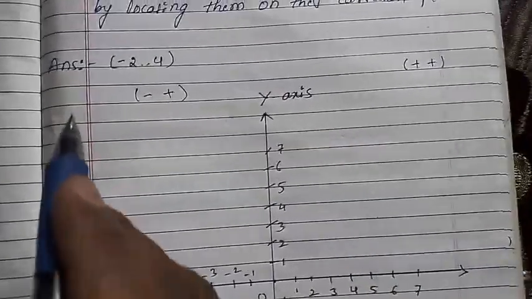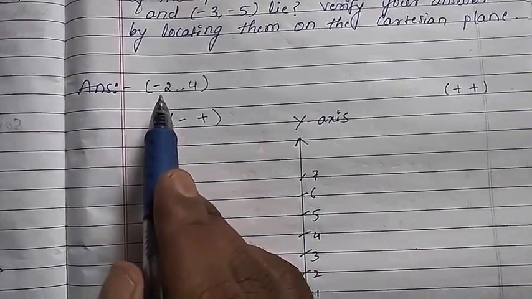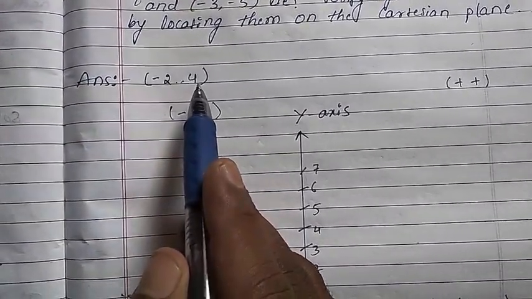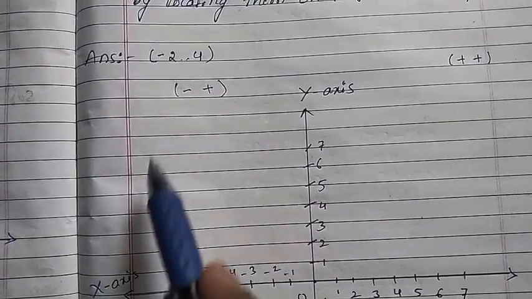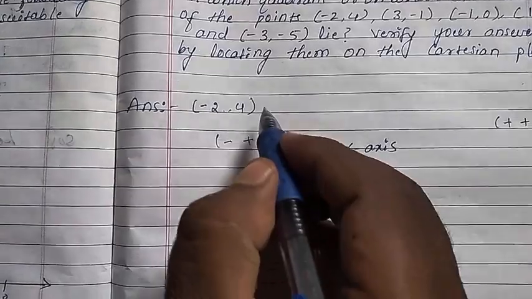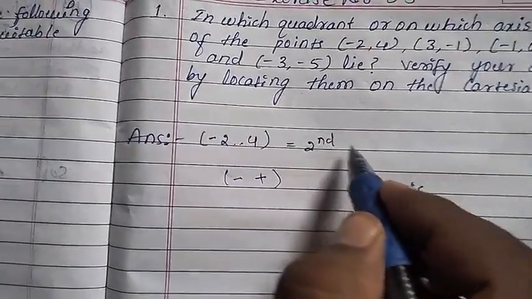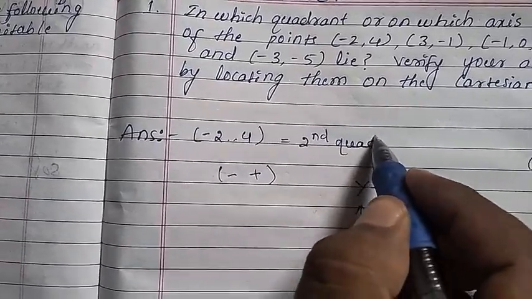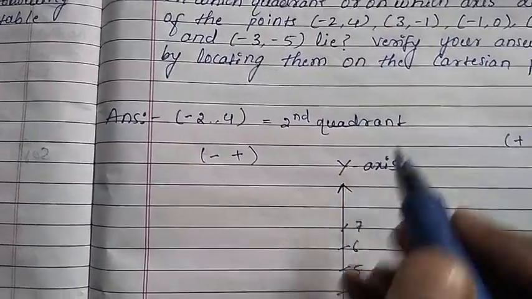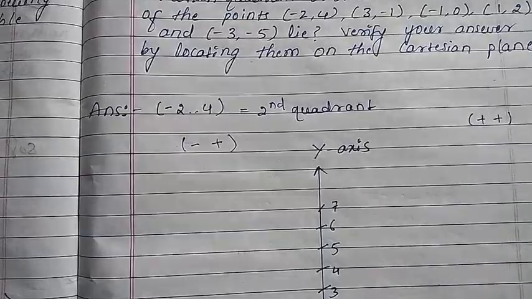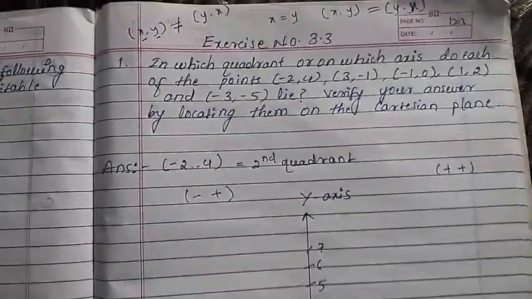Clear? Now see, what is the given coordinate point here? x is -2, y is plus. Minus plus, where is the minus plus here? In which quadrant? That is the second quadrant. See the answer you have to write here: second quadrant. Clear? I hope you understood how to write the quadrant here.